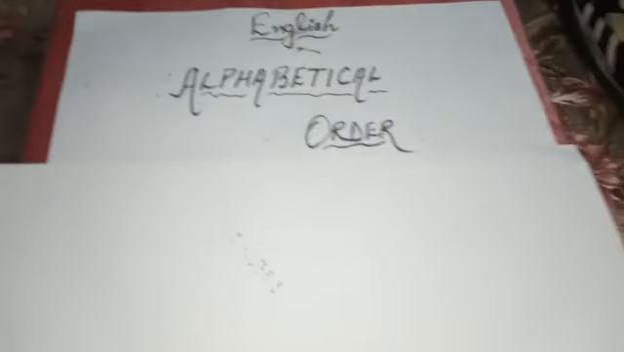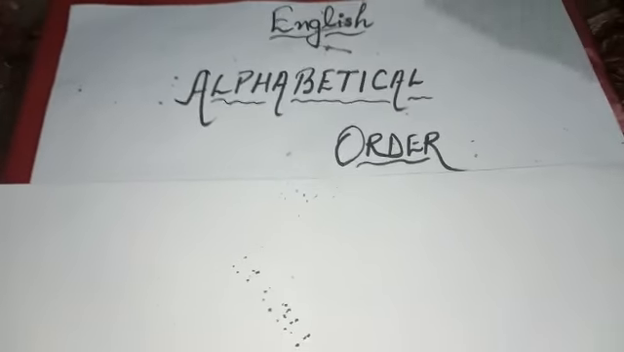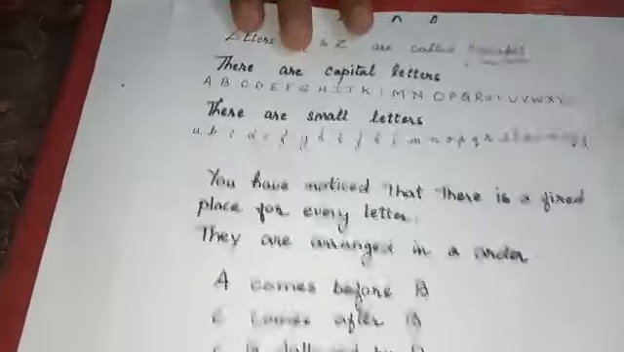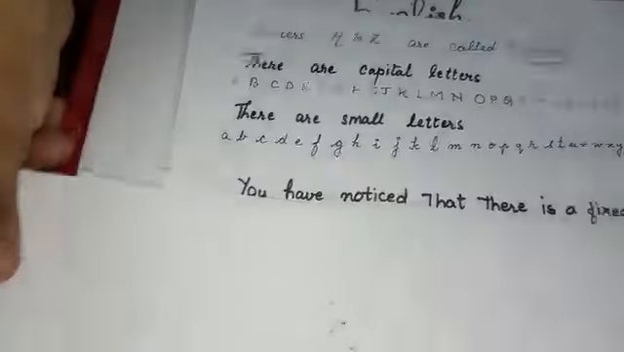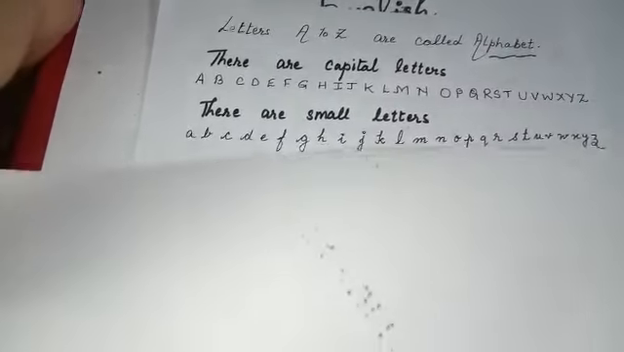Welcome again to English class. Today's topic is alphabetical order. So children, we already know that letters from A to Z are called alphabet. You have already learned there are capital letters and small letters.